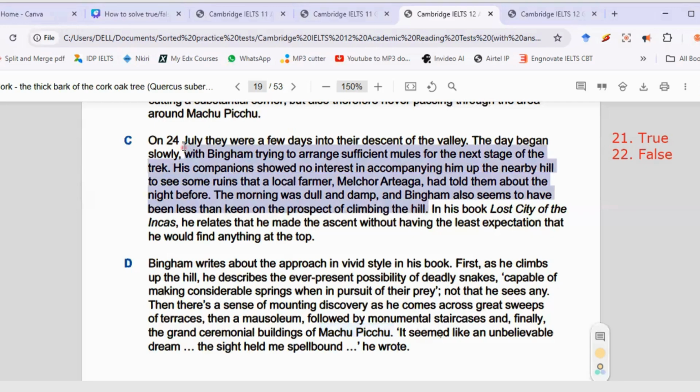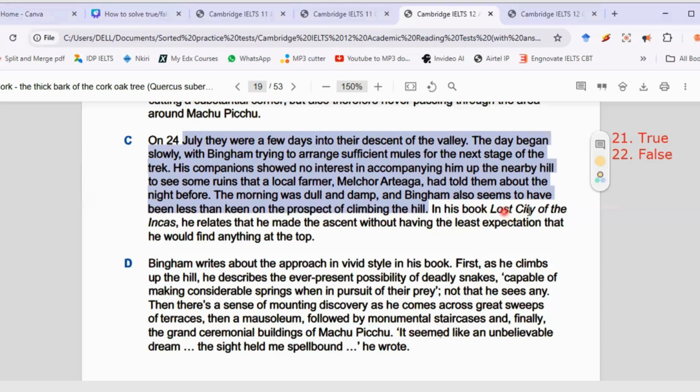Everything here is about what happened on that very day. Now look at this next part. In his book, so this man wrote a book about his experience. He most likely wrote this book later, maybe 3 weeks later or 3 years later. We don't know when he wrote the book.